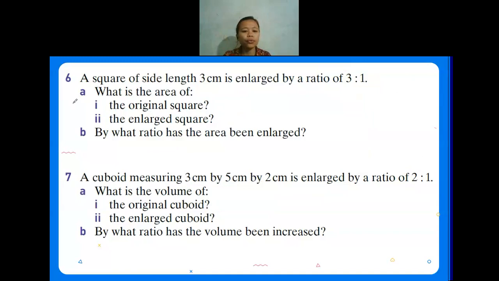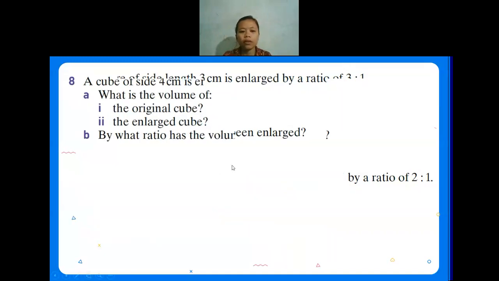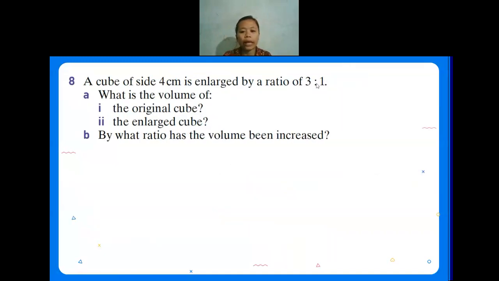Okay, I will move to question 8. For question 8, here there is a cube, and the cube has 4 centimeter. It's enlarged by the ratio 3 to 1. So it means 3 per 1 times 4. 3 per 1 times 4 will be 12 centimeter for the new dimension.